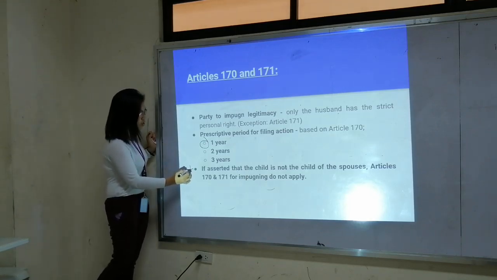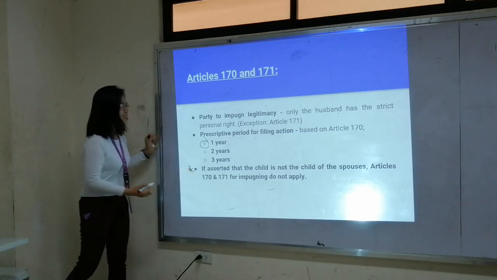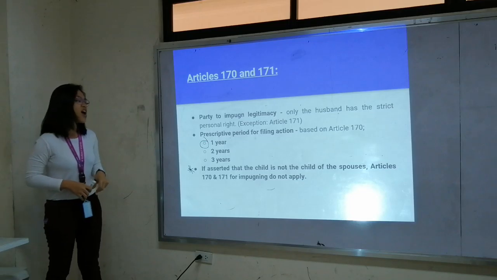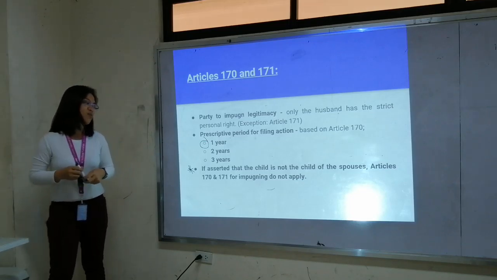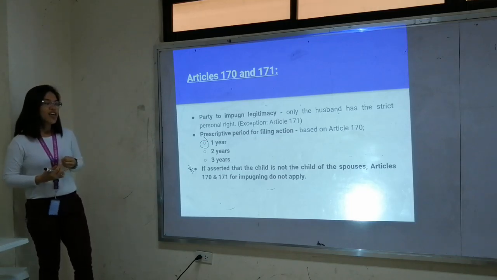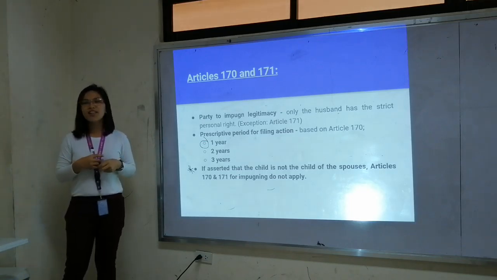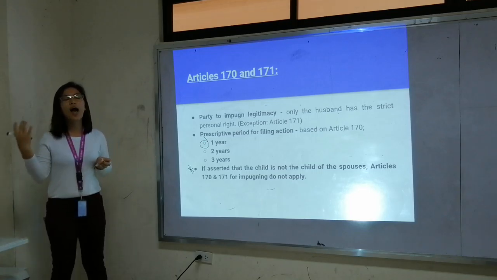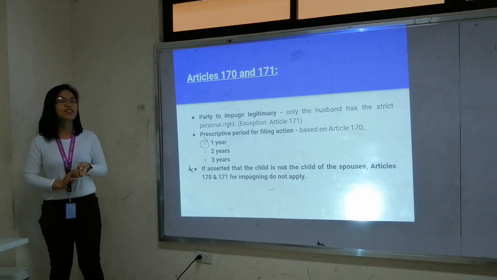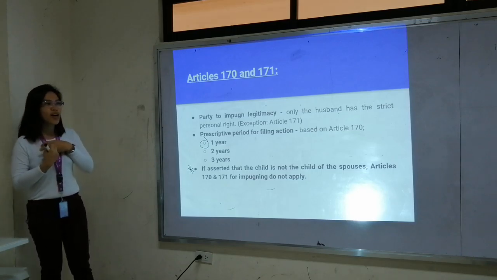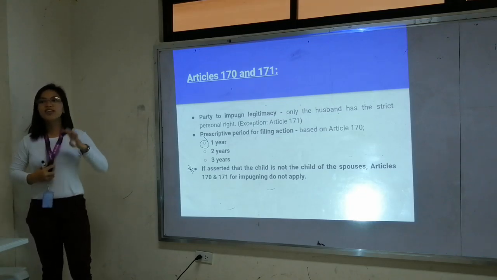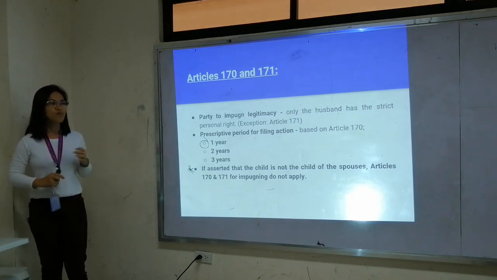And we just have a special note. The law says that if it is asserted that the child is not the child of the spouses, Articles 170 and 171 for impugning do not apply. This means that if both spouses say that he is not our child, Articles 170 and 171 will not apply. And furthermore, just like what Julie said earlier, the mother also cannot question the legitimacy of the baby.